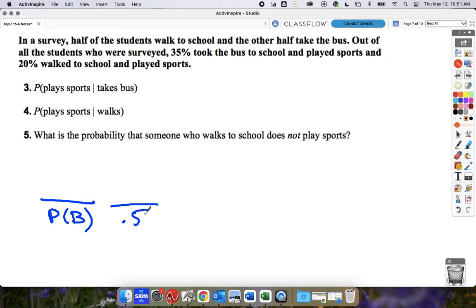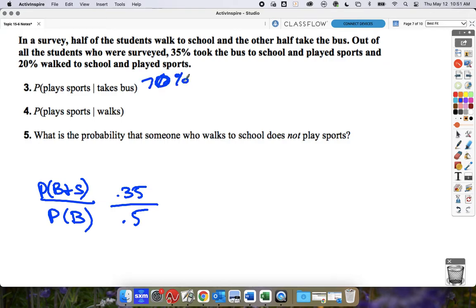So what's the top number? 35, took the bus and played sports, right? Because if it's given they take the bus, how many take the bus and play sports? So this would be the probability of bus and sports, which is 0.35 divided by 0.5. That's 70%.